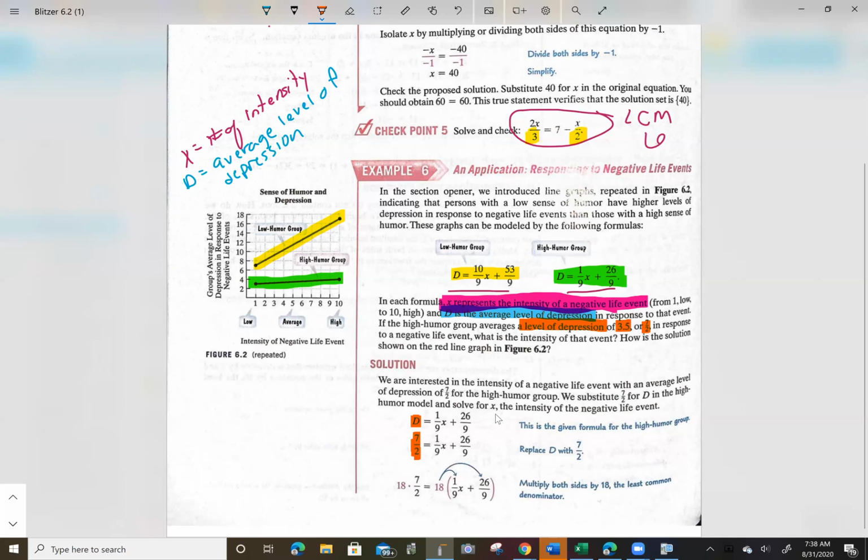And we are going to try to solve for what is the intensity of that event, or what is the X. And this is really important to figure out what number it's giving you and what you need to solve for. If you put 7/2 in for X, you would get an entirely different number. Okay, and that just walks you through. It multiplies by the least common multiple, which is 18. So that's what it's doing here, just like we did in our other questions to get rid of the fractions.